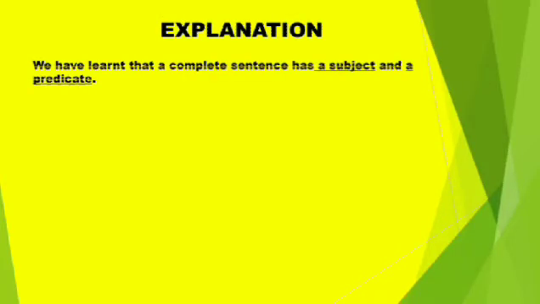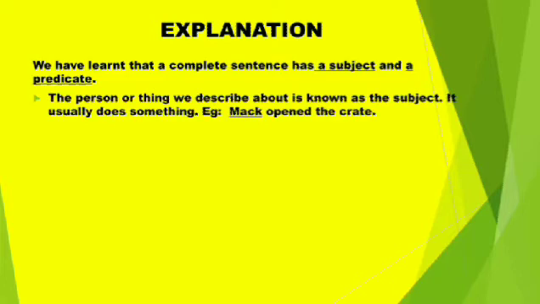So, first of all, we will revise the part which we have already known, that is a complete sentence. Whatever a sentence is, it comprises two parts, a subject and a predicate. Now, what is a subject? We know that the person or the thing that we are talking about, that we are saying something about, is regarded as the subject.